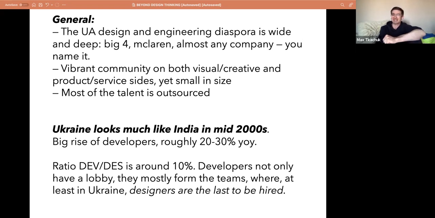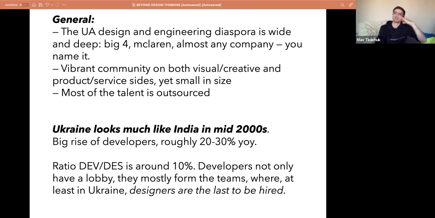Ukraine looks much like India in the mid-2000s, if you remember what I'm talking about. We have a huge rise of developers. We have roughly 20 to 30 euro a year growth. And the ratio of developers to designers is kind of 10%, yeah? 1 to 10. Developers not only have a lobby, they mostly form the teams, and the designers are the last to be hired inside their teams. The level of arrogance and ignorance.